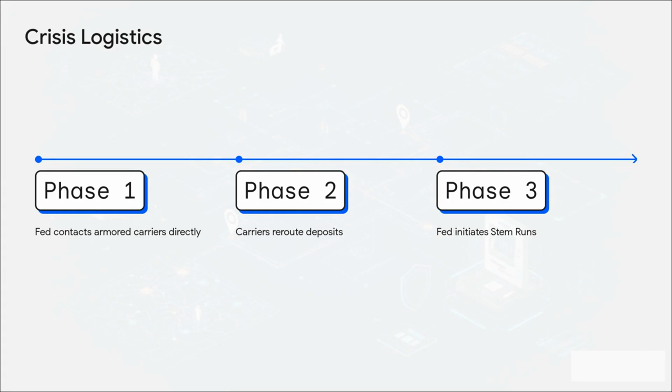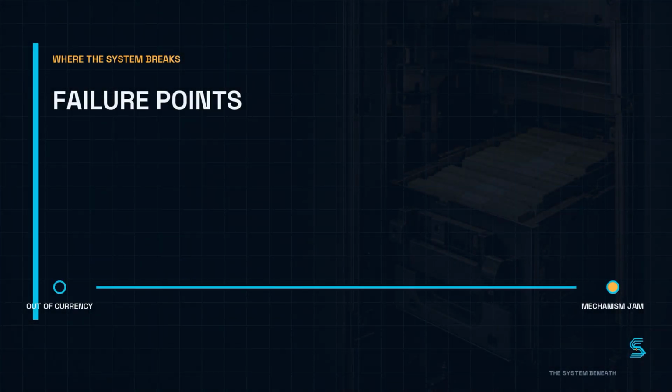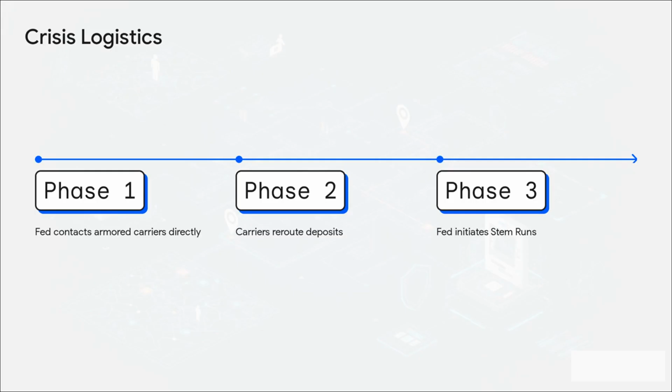During really severe disruptions, the logistics just go into absolute overdrive. The Federal Reserve might bypass the banks completely and just start calling the armored carriers directly. They can order those armored trucks to physically reroute incoming deposits to different Fed branches.